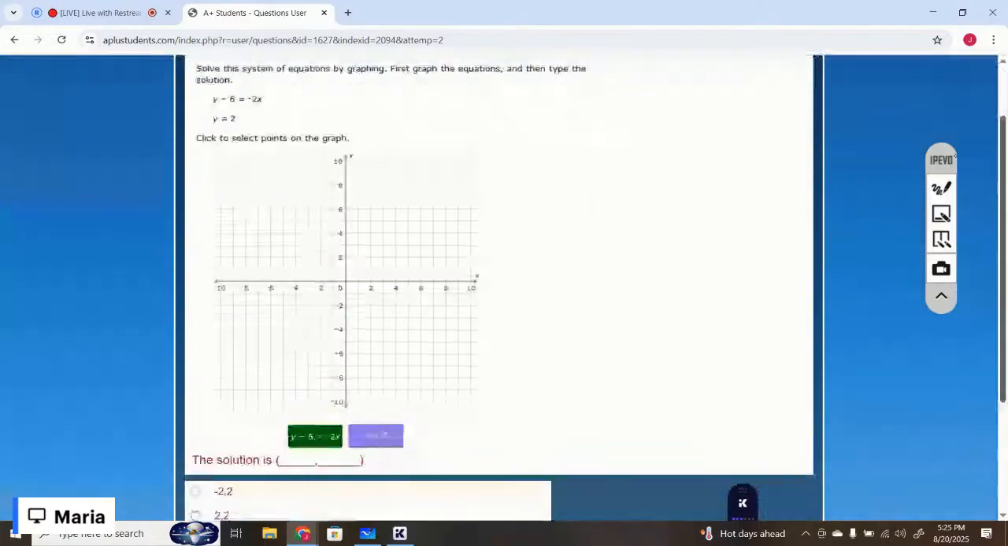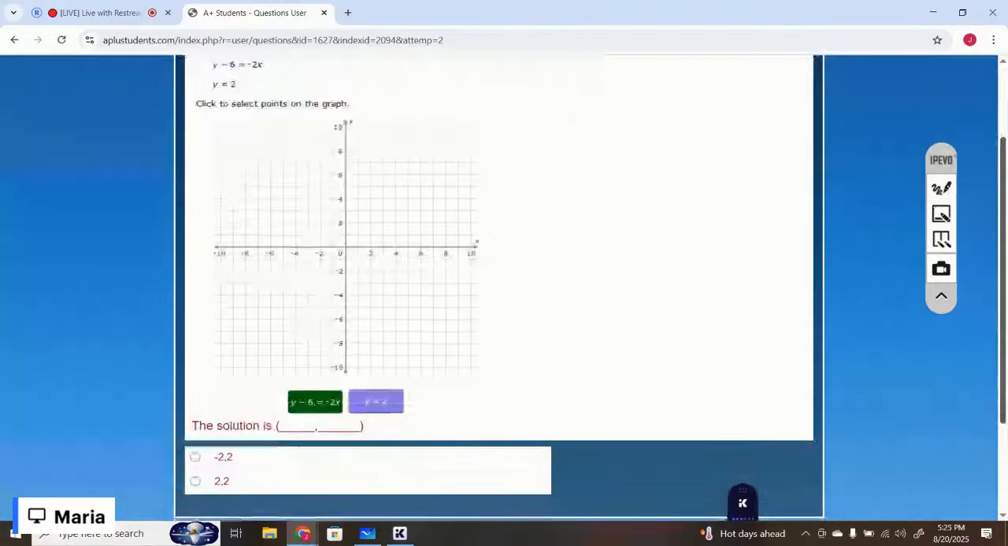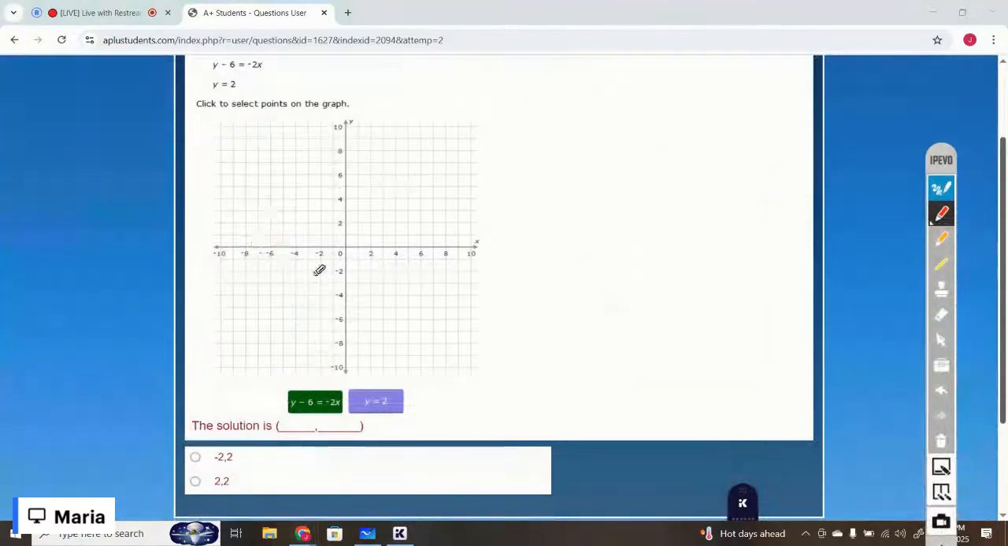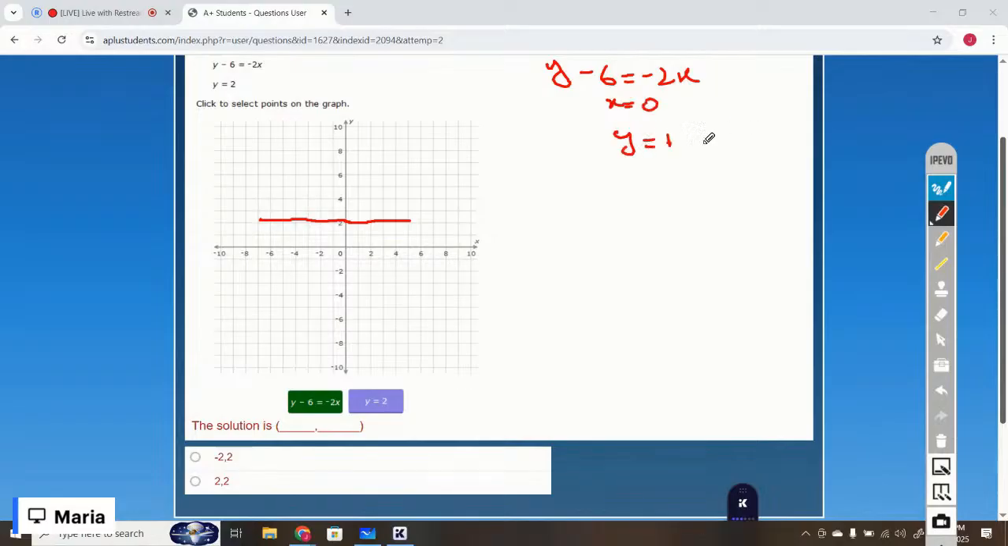Solve this system of equations by graphing. y minus 6 equals negative 2x and y equals 2. So when x is 0, y equals 6. That is (0, 6).